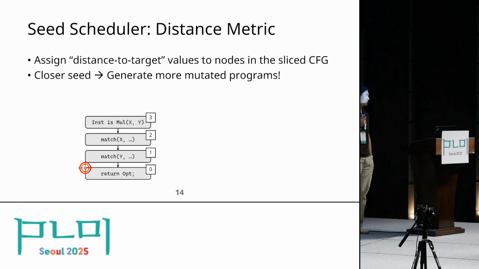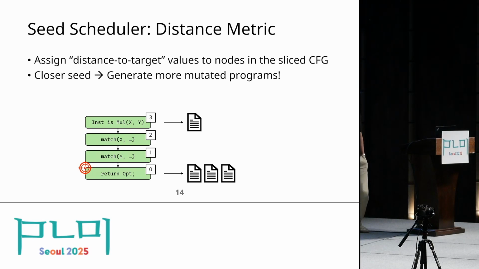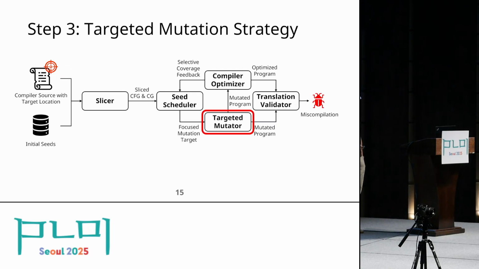And what we want to do next is to generate more mutated programs for a closer seed. For example, if a seed only covers the first part, because it has the greatest distance, we are going to generate only a few input programs. And if a seed program covers all the parts, and you can see it covers the block of distance 0, we are going to generate more mutated programs. So we generate more input programs that actually trigger the target optimization more frequently. The last step is to use a targeted mutation strategy through the targeted mutator.